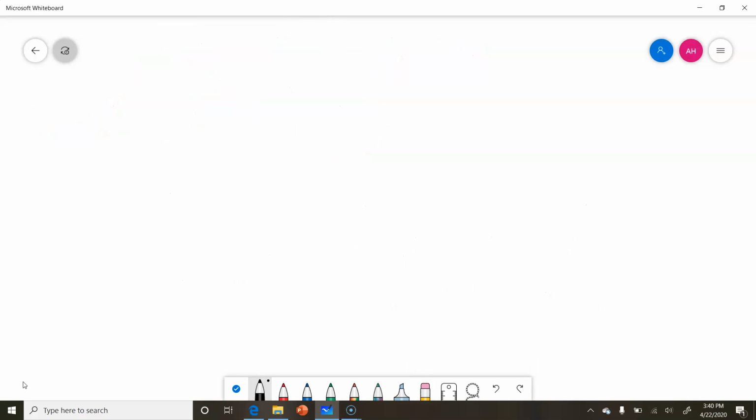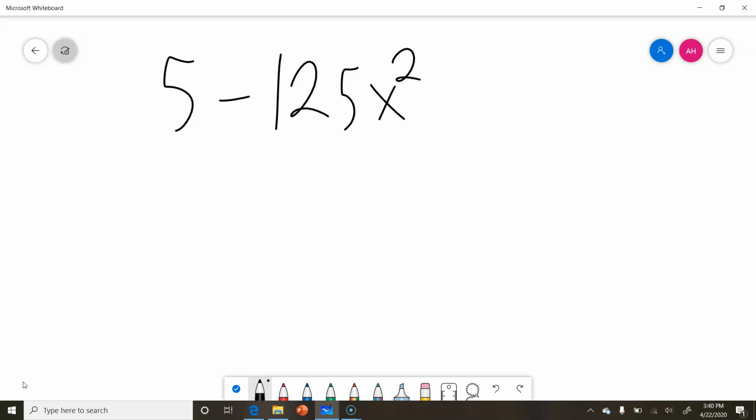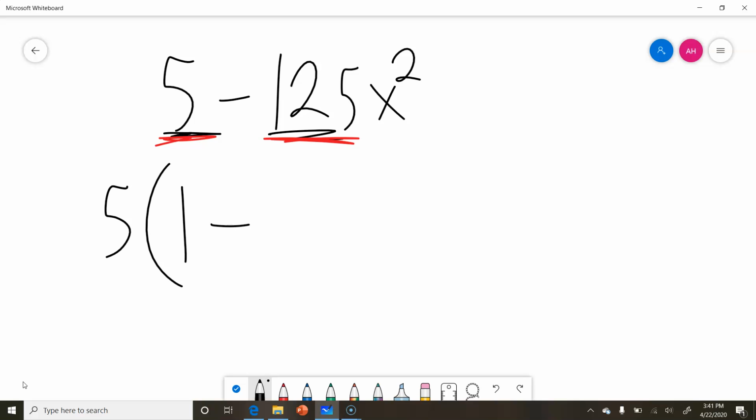That's example 1. If you're still tracking, here's example 2: 5 minus 125x squared. Now the key part is that first I have to factor out what they have in common. I have to do the inverse of the distributive property. So what do they both have in common? Well, they both have a 5 in common. So I divide by 5, and 5 divided by 5 is 1. 125 divided by 5 is 25.